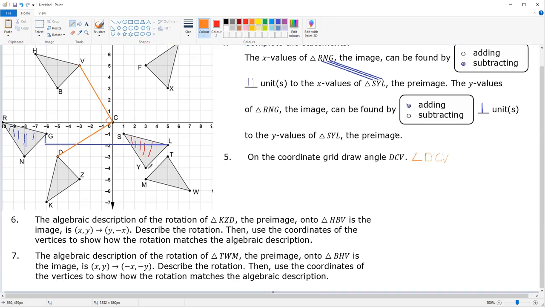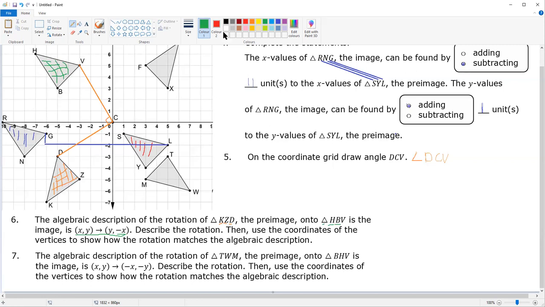Okay, so moving on to number 6. All right, so we have triangle KZD. KZD is the before image, or the pre-image, of triangle HBV. We'll do green. HBV is this one. And it says, okay, and this was the algebraic description used to rotate that triangle. Looks like it's a 90-degree rotation. I went from this quadrant to this quadrant, and it looks like we rotated this point to this point, this point to this point, and this point to that point.